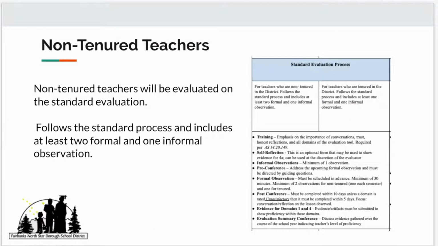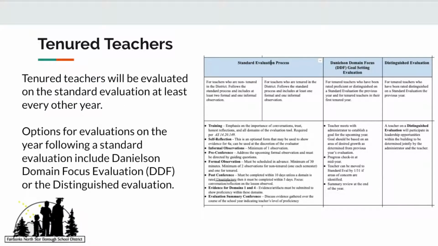Non-tenured teachers will always be evaluated using the standard evaluation. The standard evaluation system has 8 required components. Tenured teachers must be evaluated on a standard evaluation at least every other year. The district has 2 alternate options for teachers, based on principal input, for evaluations in the year following a standard evaluation. Principals may place a teacher back on a standard evaluation, on the Danielson Domain Focus Evaluation, which is a goal-setting tool, or the Distinguished Evaluation, which is geared toward leadership opportunities. More information on the optional evaluations will be discussed later in this video.